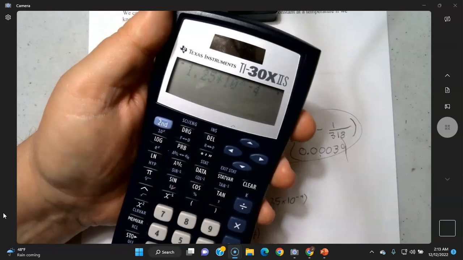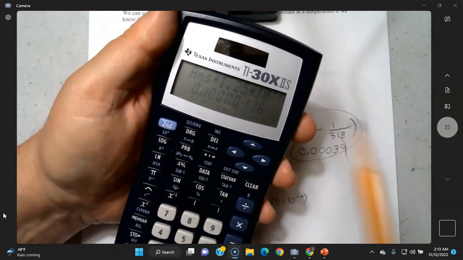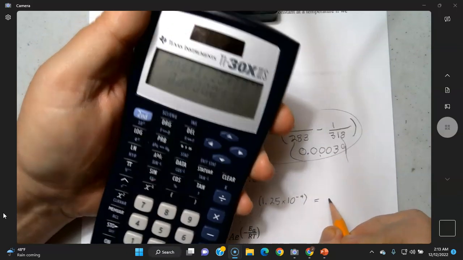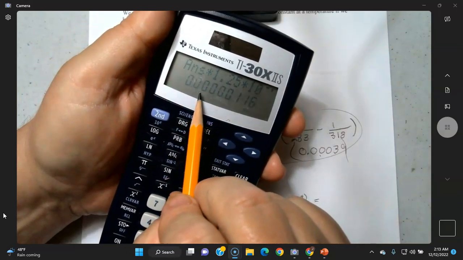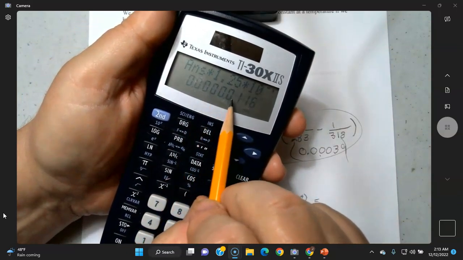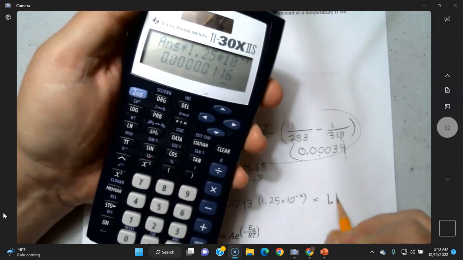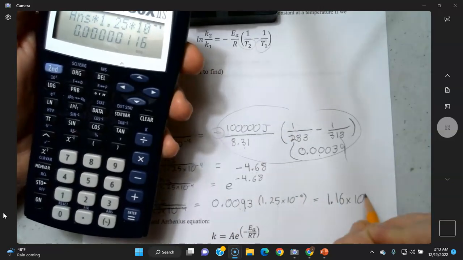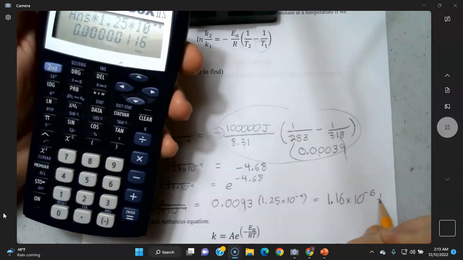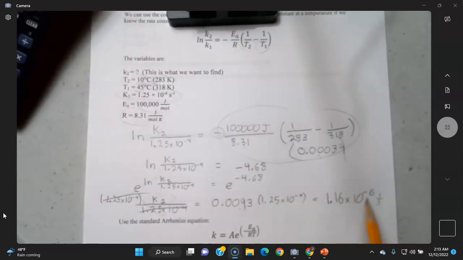And that's going to give us this. And that's going to equal, in scientific notation, 1.16 times 10 to the negative 6. It's 1 over seconds because that's what we started with.